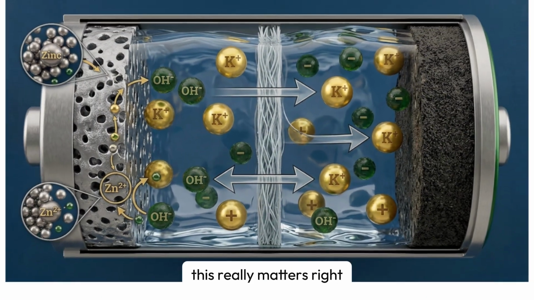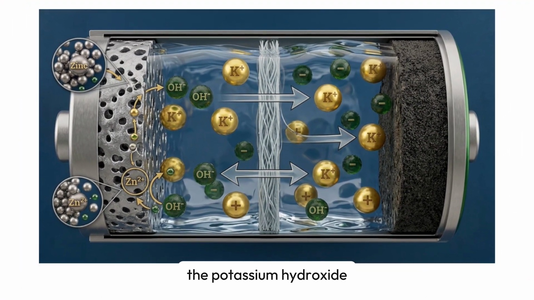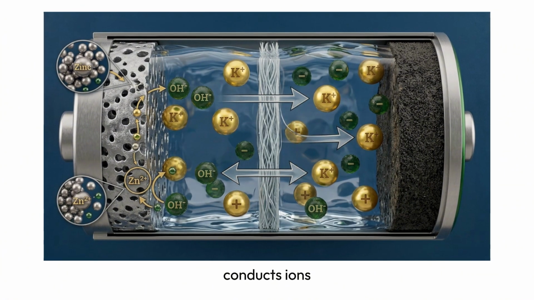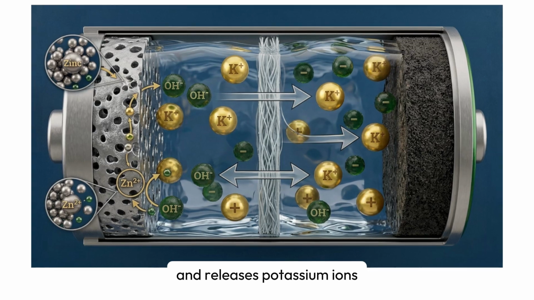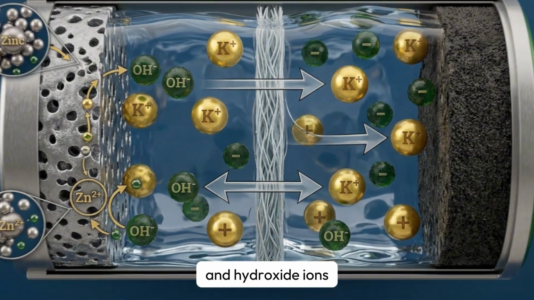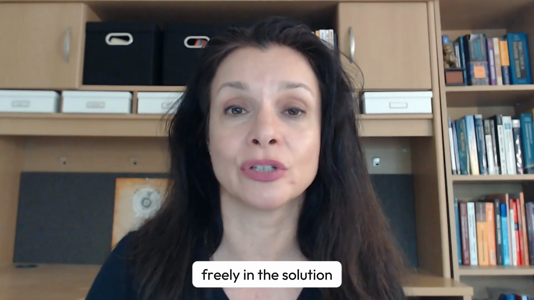For batteries, this really matters. The potassium hydroxide electrolyte in an alkaline battery conducts ions between the electrodes because it dissolves in water and releases potassium ions and hydroxide ions that can move freely in the solution.